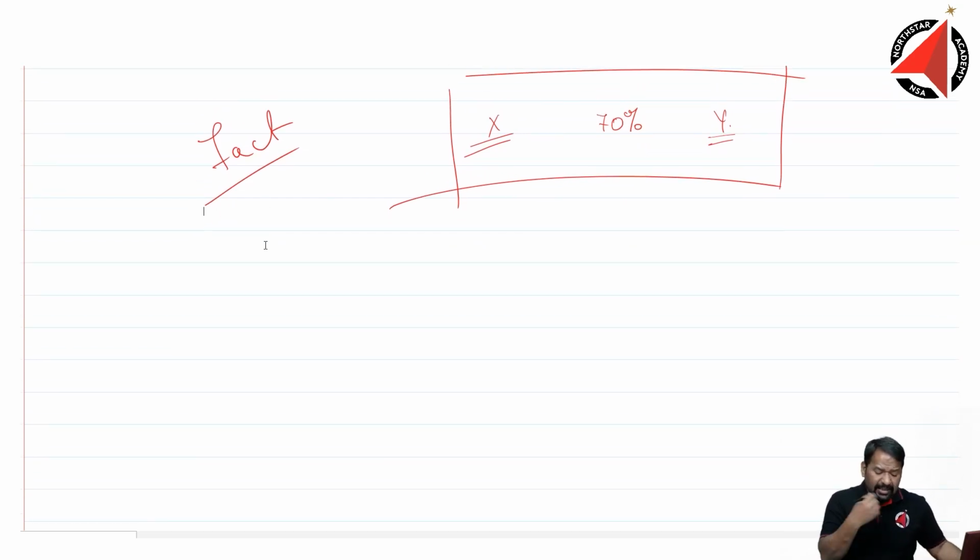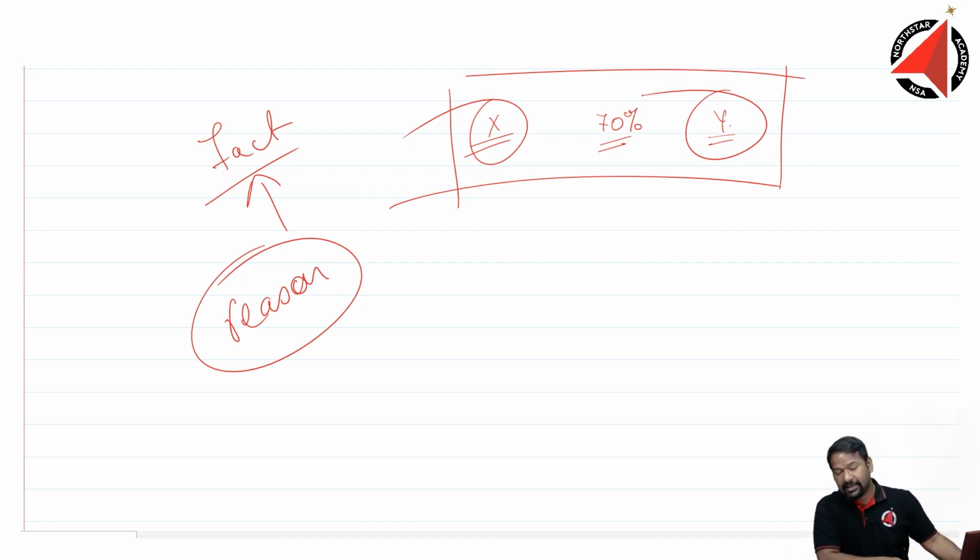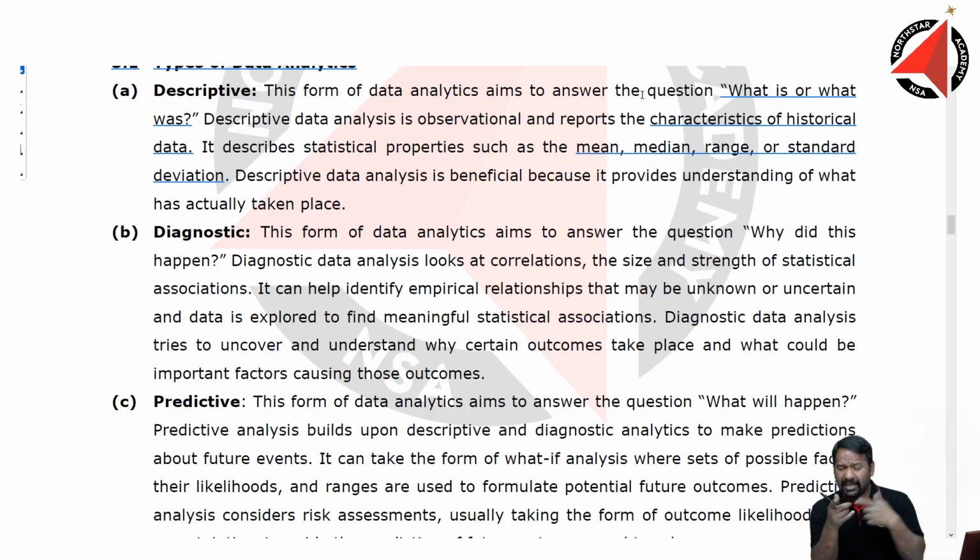Now the next analytics is diagnostic. In diagnostic, we try to find out the reason why this happened. Why did 70% of the people who bought X also buy Y? What is the reason behind it? Is there some connection between these 2 products? So this form of data analytics aims to answer why did this happen. Diagnostic data analytics looks at correlations, the size and the strength of statistical association. It can help identify empirical relationships that may be unknown or uncertain.